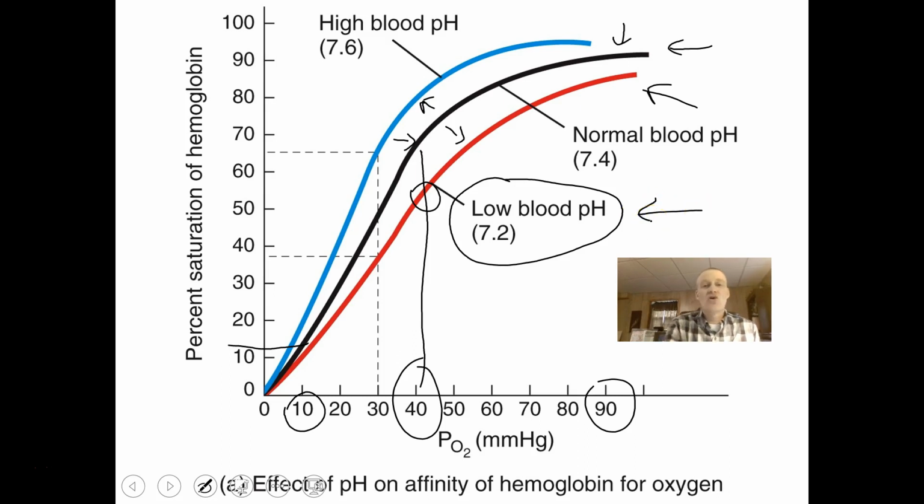At a high pH, oxygen has a greater affinity, or it sticks to the hemoglobin molecule a little bit stronger. Thus, the curve shifts up here to the left.